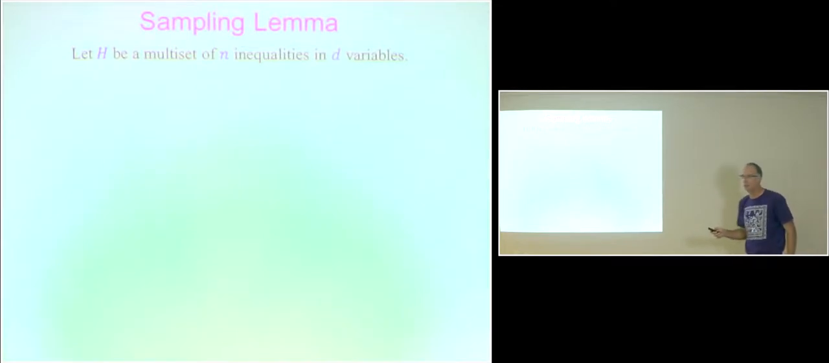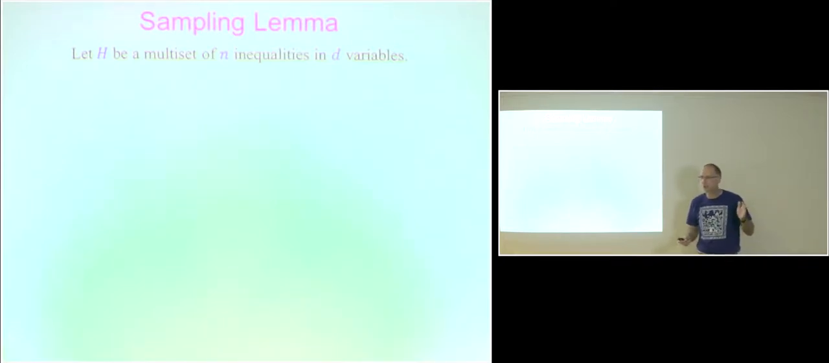The essential lemma in the analysis of the algorithm is the following sampling lemma. Here I'm just repeating the scenario of what we had. So let H be a multiset. Note that our weights were actually all integral, right? Because we started at 1, we always multiplied by 2. So they are always powers of 2. Instead of saying that an inequality has weight 16, I'm just thinking of it as having 16 copies of that inequality. That's more convenient for the analysis.